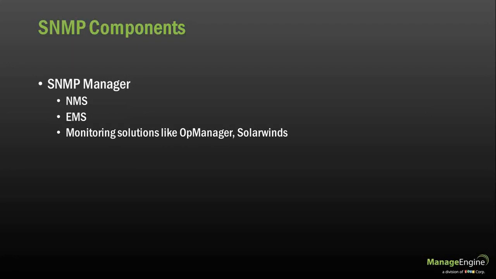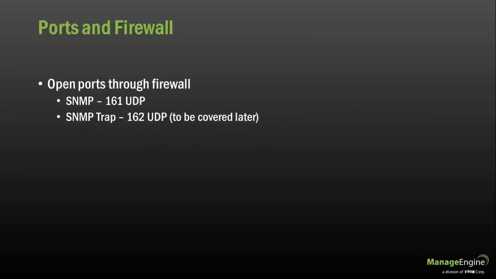So the next slide is on ports used by SNMP. SNMP uses port 161 over UDP, and SNMP trap, which is nothing but a notification from the SNMP agent to the manager, uses 162 over UDP. We will talk about traps towards the end of the session. In case you have a firewall that separates your SNMP manager and managed device, you will have to open these ports bidirectionally.